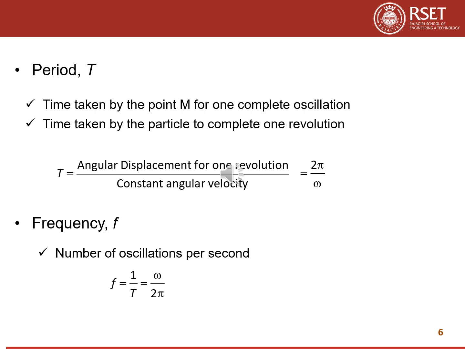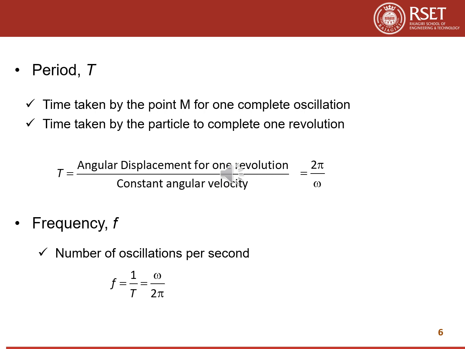That is, by definition we can write angular displacement for one complete revolution is equal to constant angular velocity multiplied by the time. So here we can write time period T is equal to angular displacement for one complete revolution divided by constant angular velocity omega. That means angular displacement for one complete revolution will be equal to 2 pi radians and angular velocity is omega. So we'll be getting T is equal to 2 pi by omega. Now the unit for time period will be seconds.